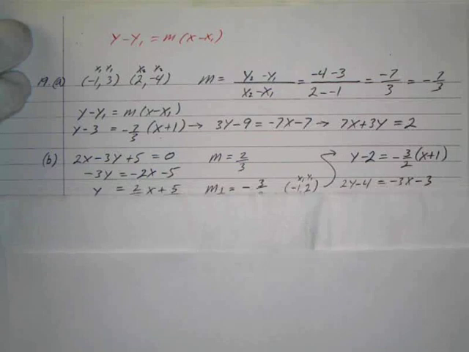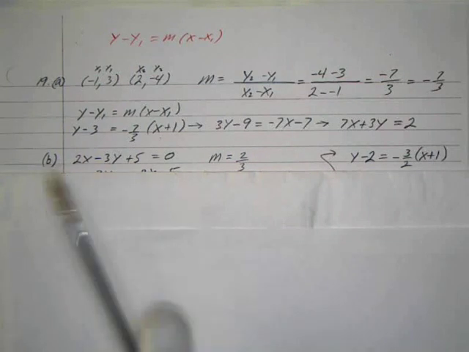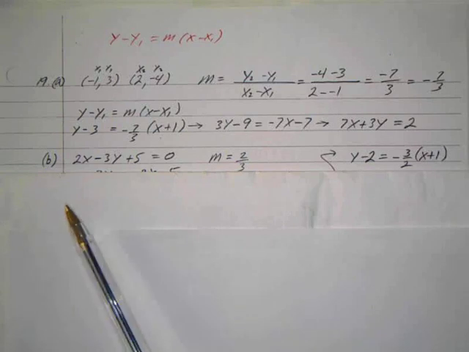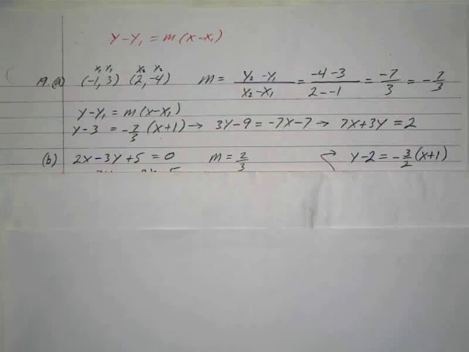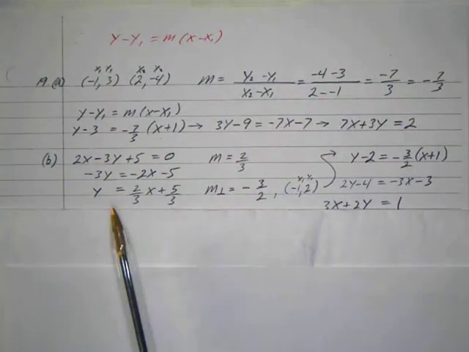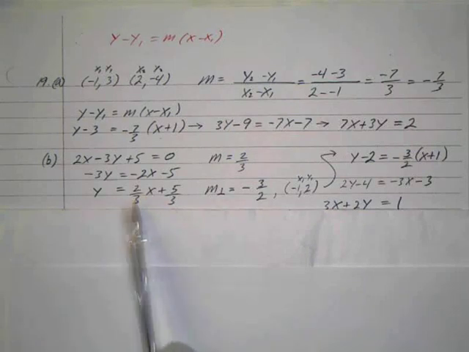Okay? And then the B part: find the equation of the line that goes through the point -1, 2 and is perpendicular to this line. Well, we have a point, and we just need the slope, and the slope is going to be the slope of a line that's perpendicular to this line. So first of all we have to find the slope of this line, and the easiest way is to solve it for y, and we get the y equals mx plus b form, and that's our slope. So our slope is 2/3.